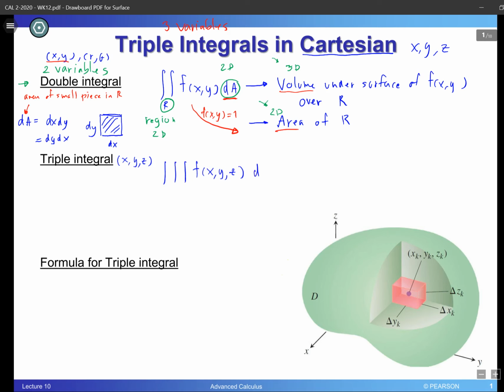What about I save some space right here? So this triple integral is going to be for x, y, and z. And of course we have 3 integrations, 3 times, function with x, y, z. Perform the integration with respect to some differential, which we don't know what that is at this point. D of something. So let's find out about this d.